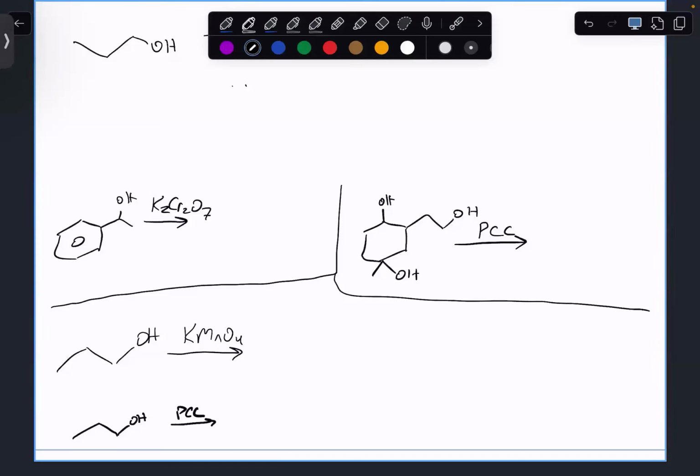Now, the first example is pretty straightforward because you only have one OH group, right? What kind of alcohol is this one? Yep, that is a secondary alcohol. So if we oxidize a secondary alcohol, the oxidizing agent really is irrelevant here because whether you use a strong or a weak, if you're doing a secondary alcohol, you always get the same thing, which is a ketone.